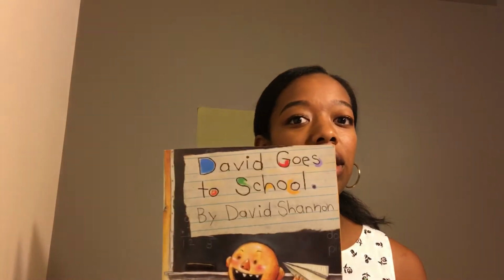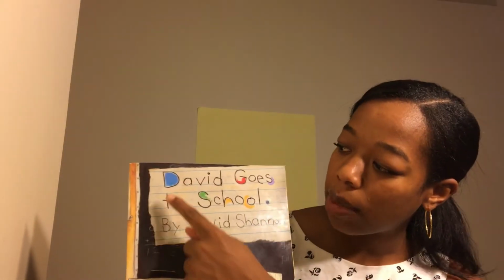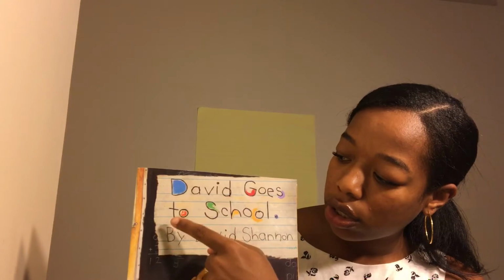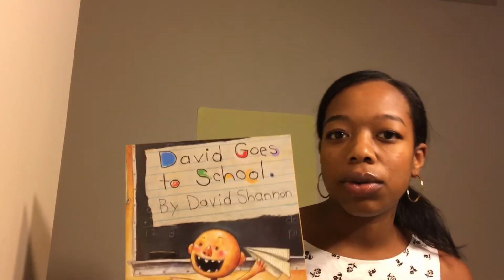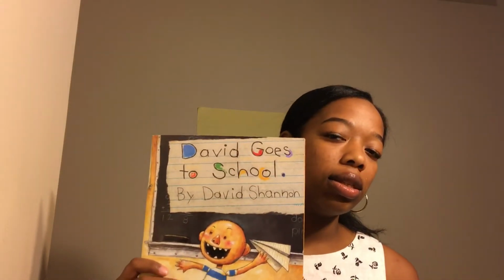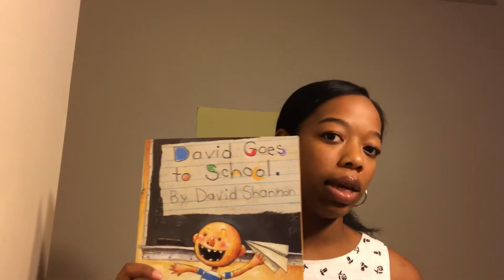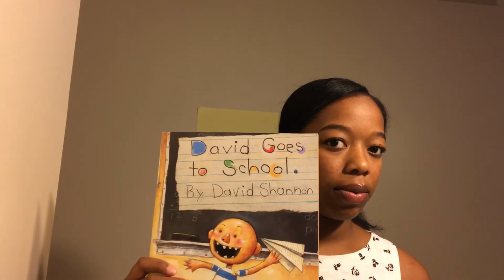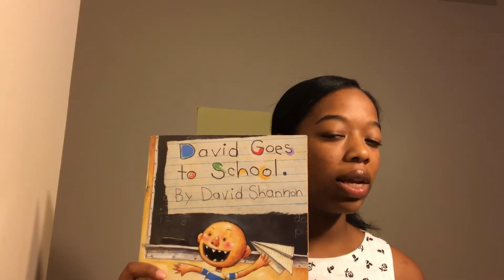So I want you to think about it. We're going to read the title one more time. David Goes to School. What do you think this book could possibly be about? I want you to think about that.